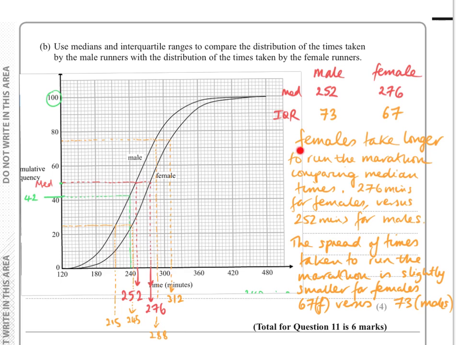So my first comment is that females take longer to run the marathon, comparing median times, 276 minutes for females versus 252 minutes for males. And then I've also commented on the spread, i.e. the interquartile range, and I've said the spread of times taken to run the marathon is slightly smaller for females, and I said 67 for females versus 73 for males. Although in this context you could argue that they're reasonably similar, so you could probably say that as well. So quite a lot to write in this type of question, but it is worth it for the 4 marks up for grabs here.